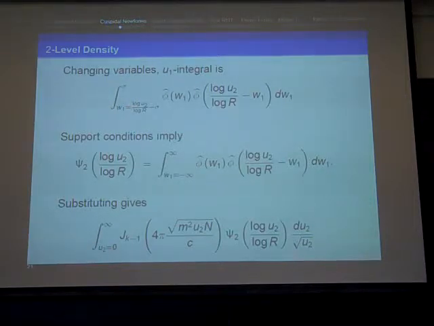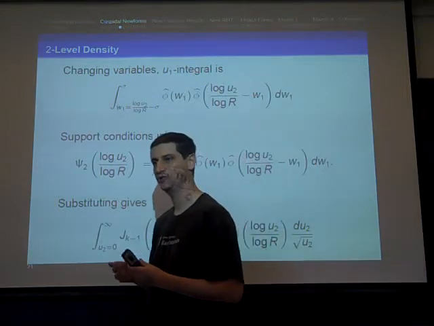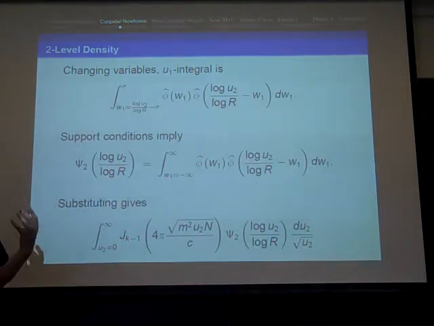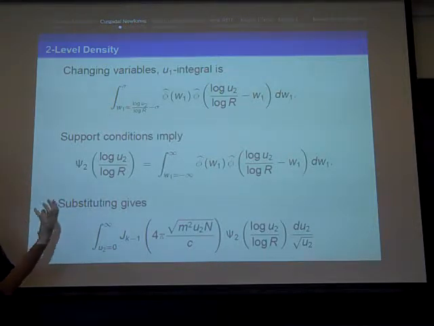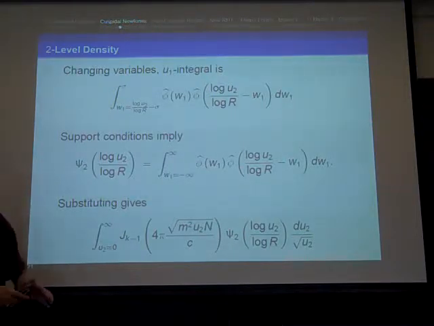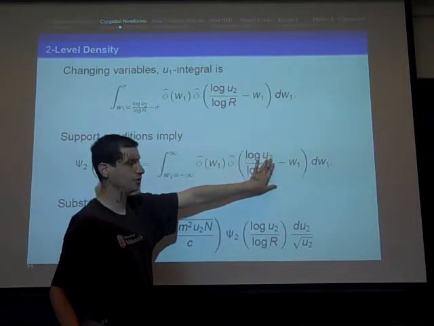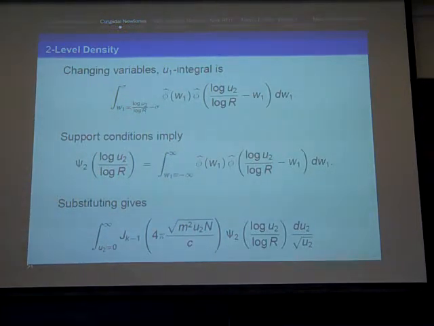This is a convolution. If you remember convolutions from probability, the convolution of f and g is the integral of f of t, g of x minus t. This gives you a nice new function. If there are densities, it gives you nice new densities. So let's call C2 this integral, the convolution of these. It's going to be C2 evaluated at the log of u2 over log of R. So this is just the process called convolution.